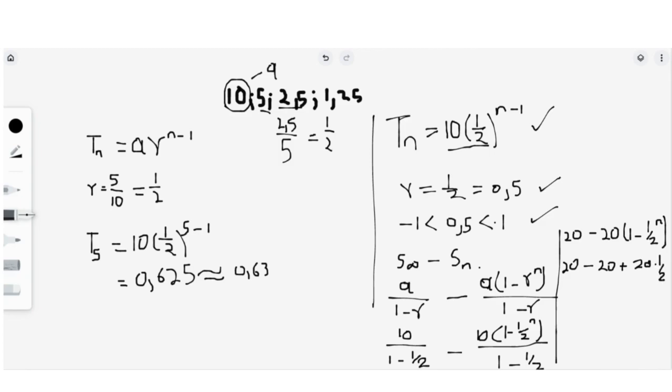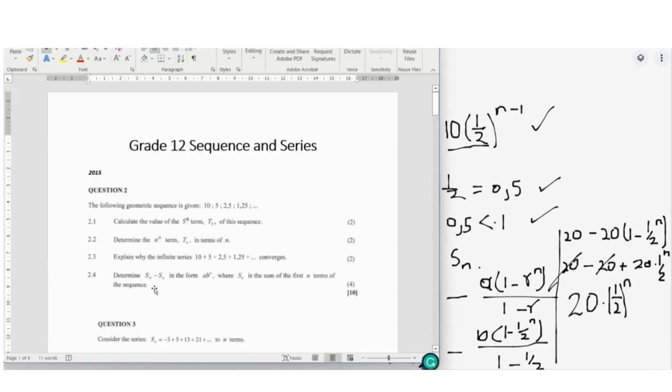Remember, this is an exponent. We're not going to multiply that base half with the 20. 20 minus 20 is 0. Then we are left with 20 times half to the power of n. Let's just put the half in a bracket. And then it is in the form that they wanted, a times b to the power of n.